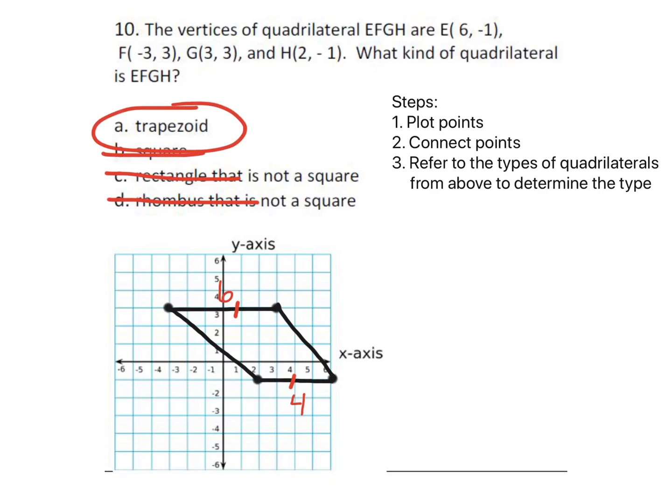Alrighty. Now, it is possible to have a problem like this that instead of referring to quadrilaterals, it refers to triangles. So it is important just to review an equilateral triangle where all three sides are the same, a scalene triangle where all three sides are different, a right triangle that has one 90-degree angle, and then your acute and your obtuse. Just refer back to those very basic geometry notes from middle school, okay?